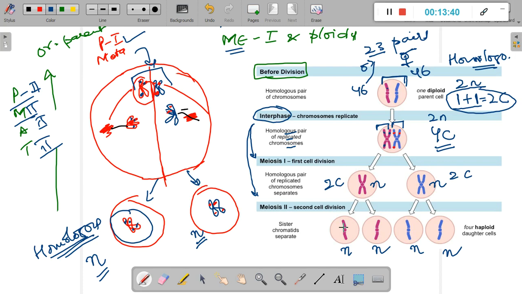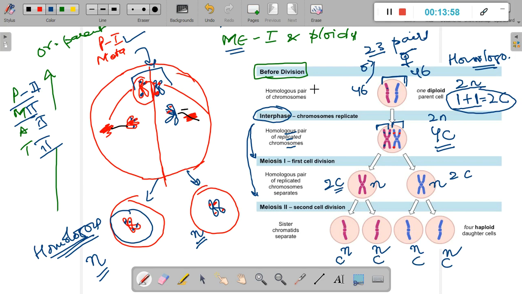There is no homologous pair. There is nothing from the other partner. No other chromosome from the other partner. There are no homologous chromosomes. And the ploidy remains the same, but the content of DNA now, see, there were 2 large chromosomes, and now we have only one. So we call it C, C, C, C.